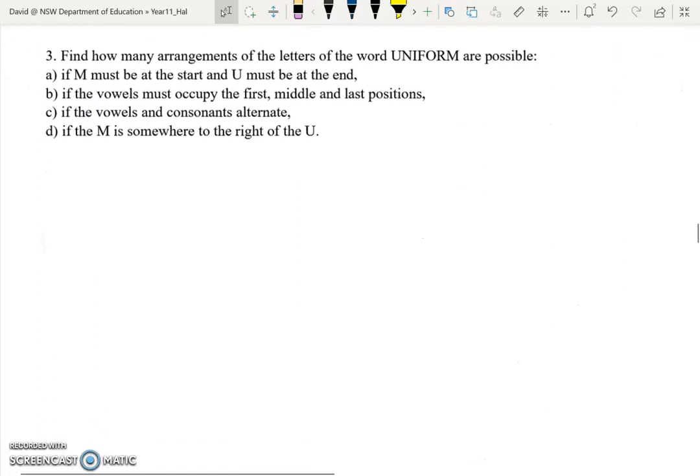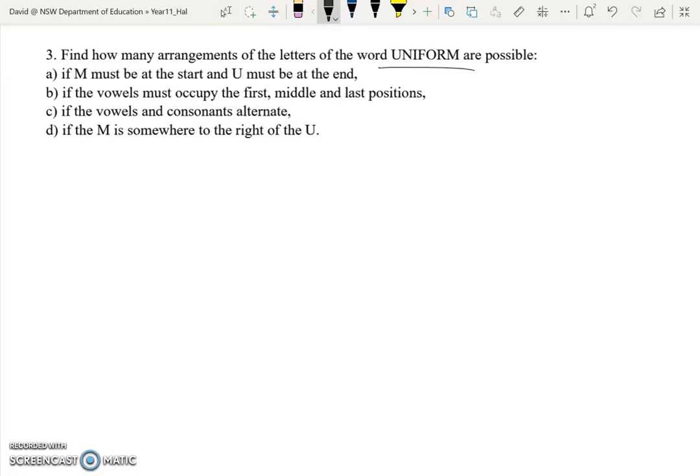All right, next question. Find how many arrangements of the letters of the word uniform are possible if M must be at the start and U must be at the end. So we're starting with an M. How many letters is that? 1, 2, 3, 4, 5, 6, 7. 7 letters. So I'm starting, I'll have 1, 2, 3, 4, 5 in the middle, and I'll finish with U.